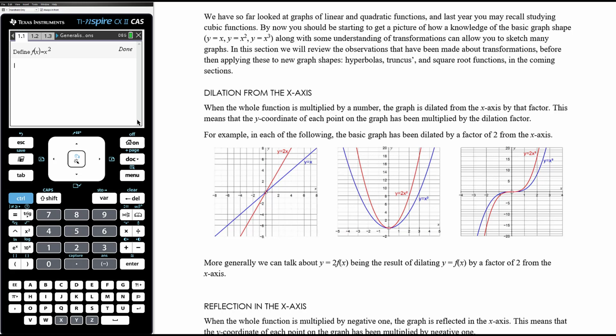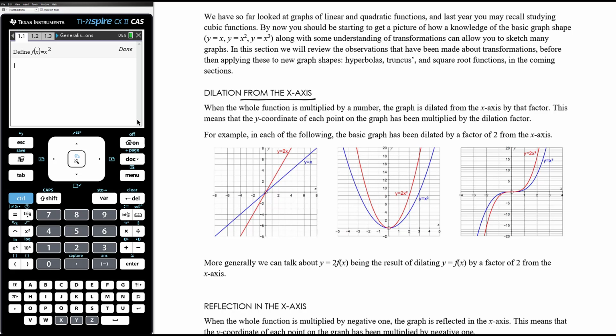Okay, so it's important that we also start to develop the right language. So we don't talk about stretching and squashing graphs. We use the proper term dilation. Okay, and when you dilate a graph, you're going to need to know two bits of information. That is, how much do you want to dilate the graph by, what is the scale factor, and in which direction do you want to dilate the graph. So in this case, we are looking at dilating from the x-axis. So if that's my x-axis, we're going to be looking at stretching away from that axis. Okay, and that's what's really important too.